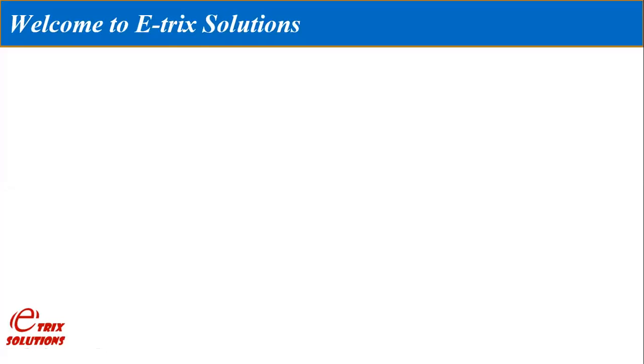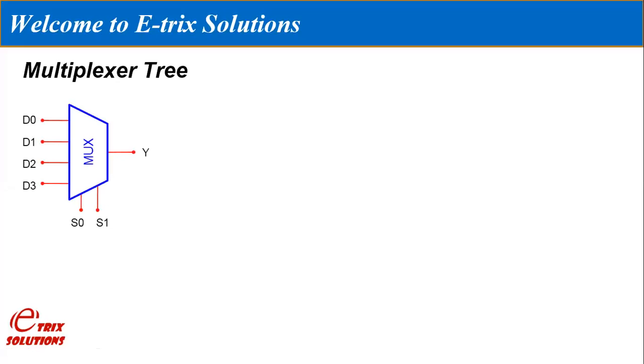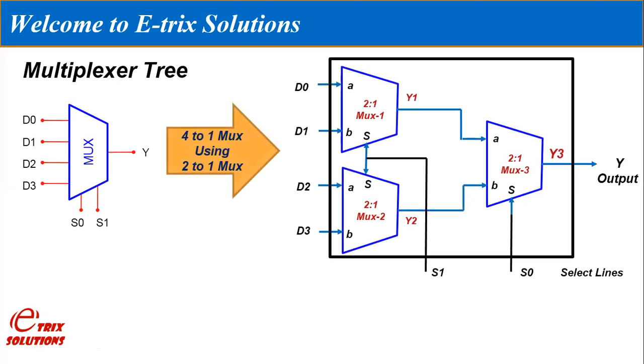In one of our last videos, we have seen the concept of the multiplexer tree, in which we have designed a 4 to 1 multiplexer using 2 to 1 multiplexers. You can find the link of that video in this video description. In this video, we will see how we can implement this multiplexer tree using the Verilog HDL.